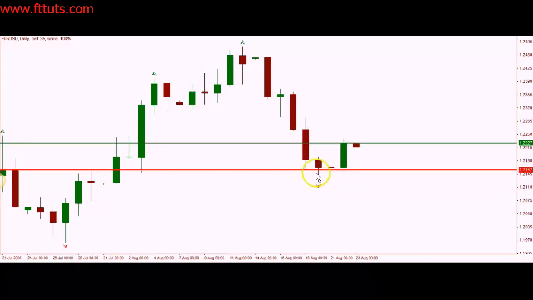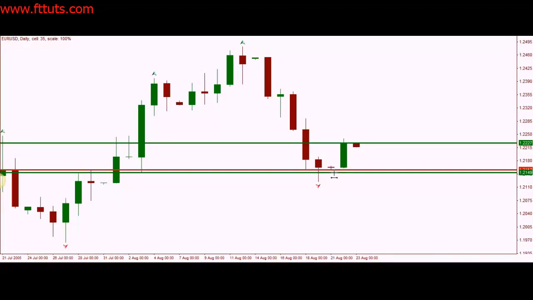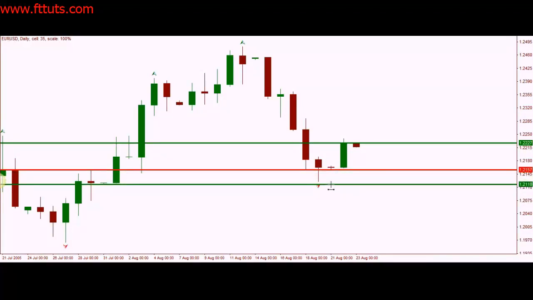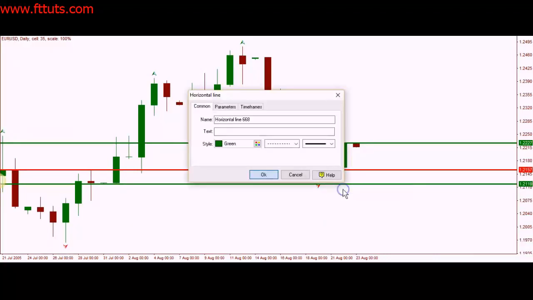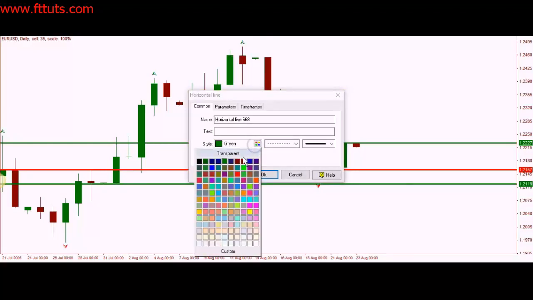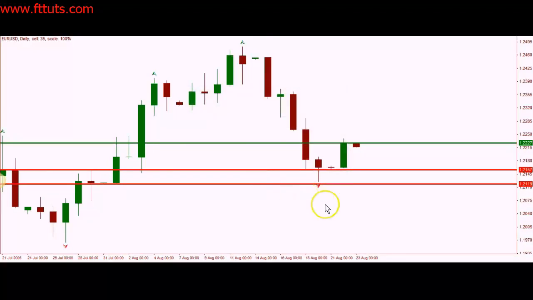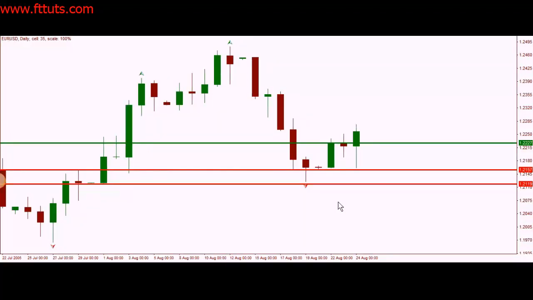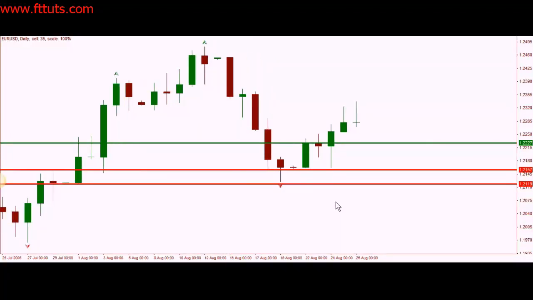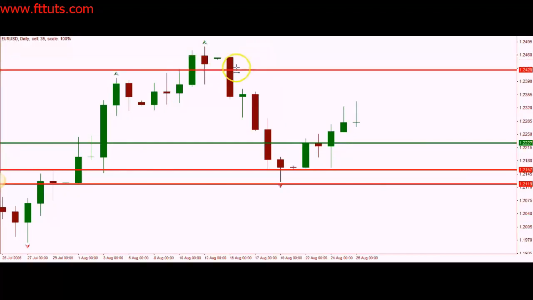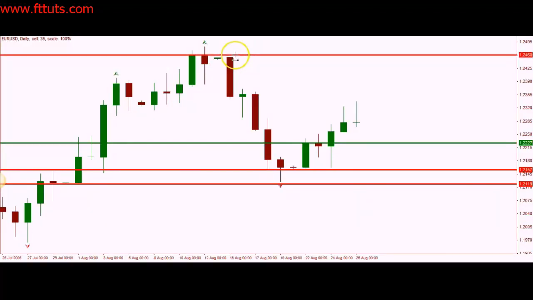That's my entry. My stop loss has to be minimum below the support and resistance level here. So I'll just use the wick here. And that's going to be my support and resistance level. So now let's see where this market goes. And my target, always looking to my left, I'm going to go to the next support and resistance level.